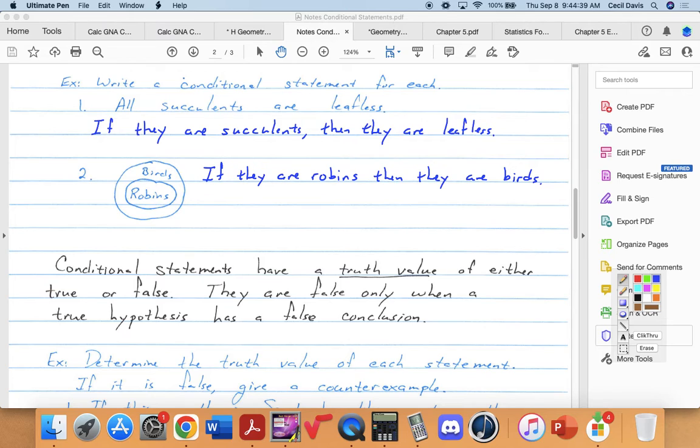Okay, conditional statements have a truth value of either true or false. They are always either true statements or they are false statements. Here's something that trips students up. They are false only when a true hypothesis has a false conclusion. Okay, and I find that this is difficult for a lot of students and it bugs them.